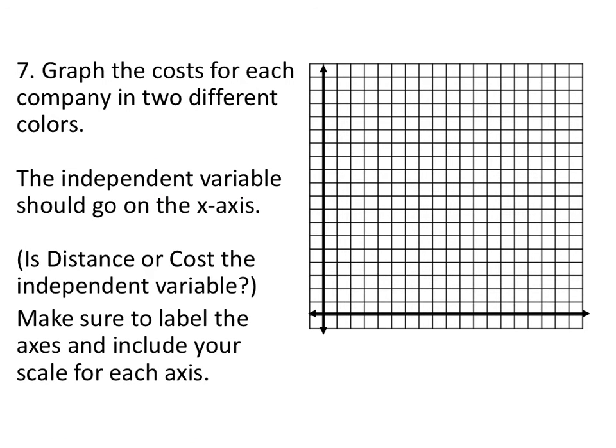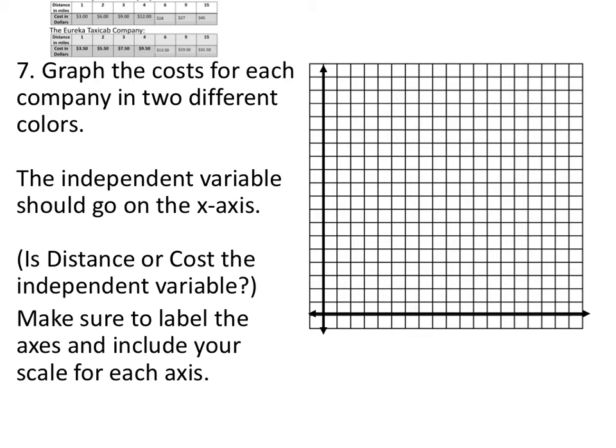All right, graphing. We got to learn how to graph this business. Graph the cost for each company in 2 different colors. The independent variable should go on the x-axis. Is distance or cost the independent variable? We're going to get into that. Make sure to label the axis and include your scale for the axis. Okay, we'll go over this together. I just need the table. All right, so there's the table.